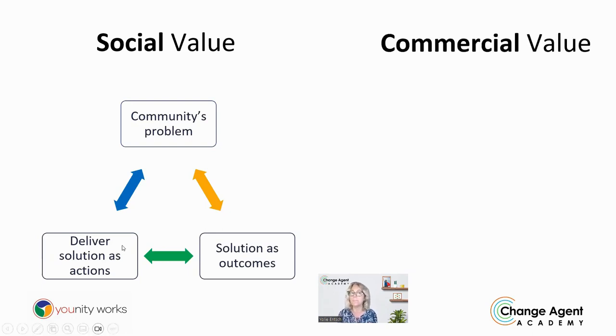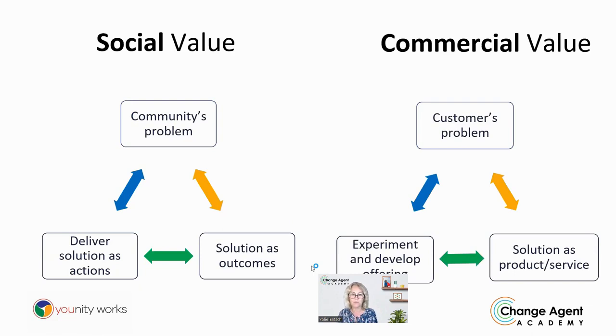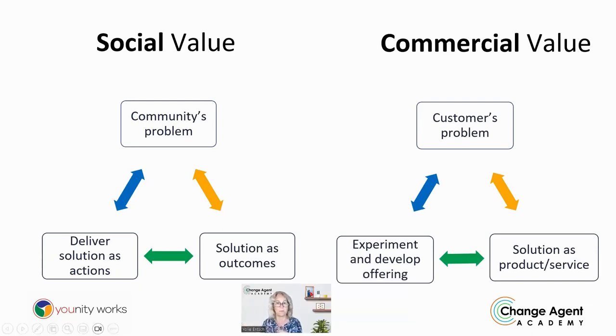Let's now look at the commercial value. The commercial value looks at the customer's problem. So see how there's an alignment here? The social value looks at the customer or the client. The commercial value, which looks at your products, your services, first starts with the customer's problem. Then your solution as a product or a service that you're going to sell to earn your income. And then you're going to experiment and develop the offering to be able to deliver that product or service. So you can see there's commonalities between the social value and the commercial value.